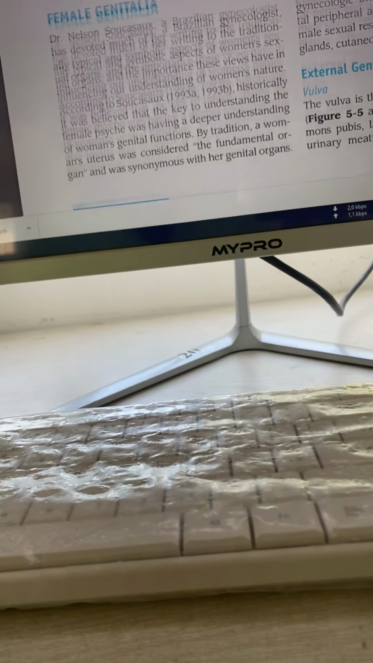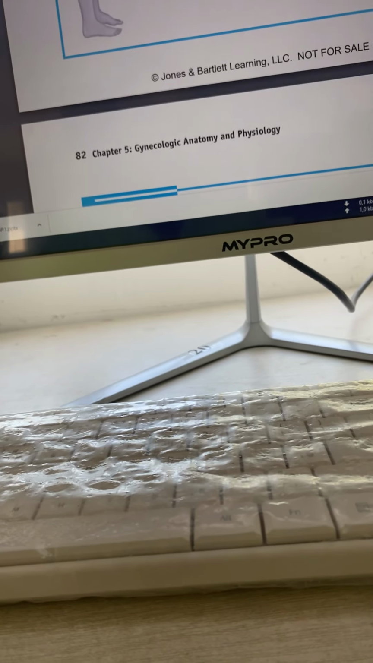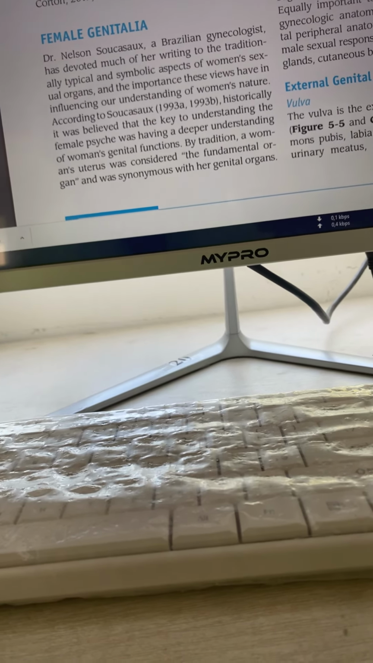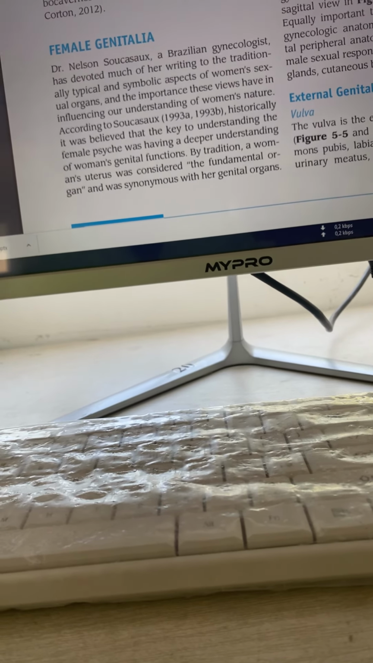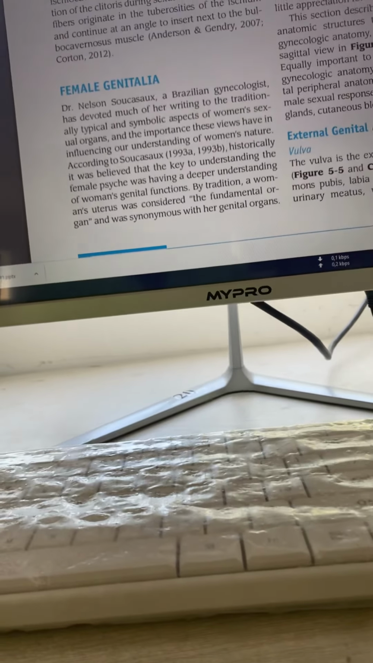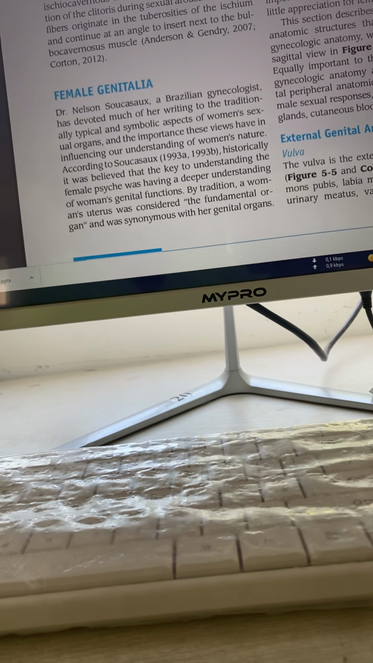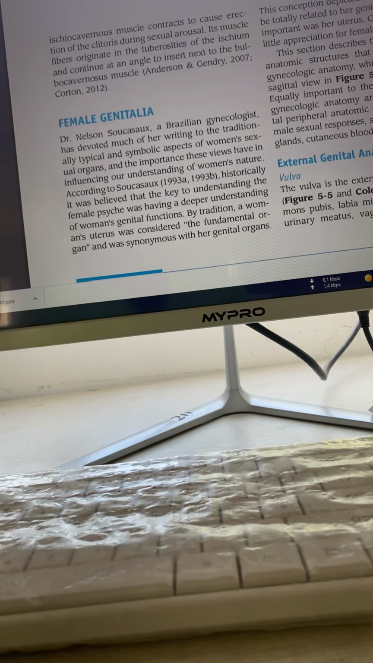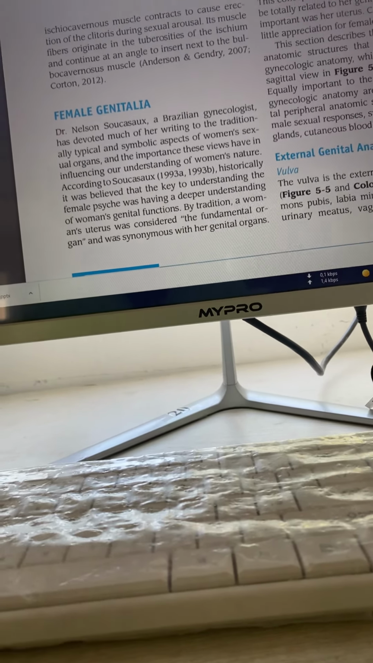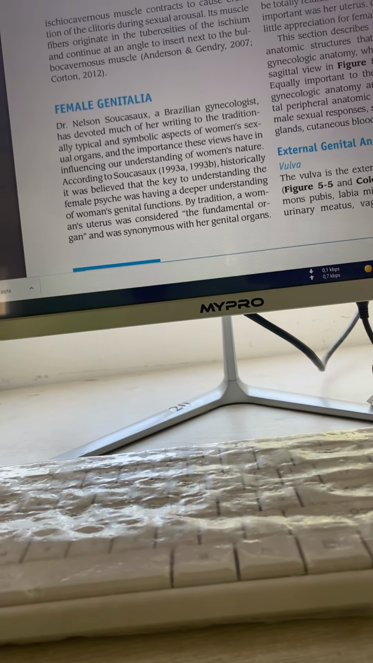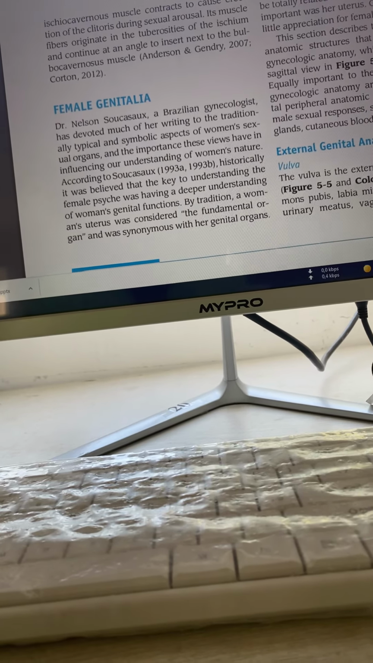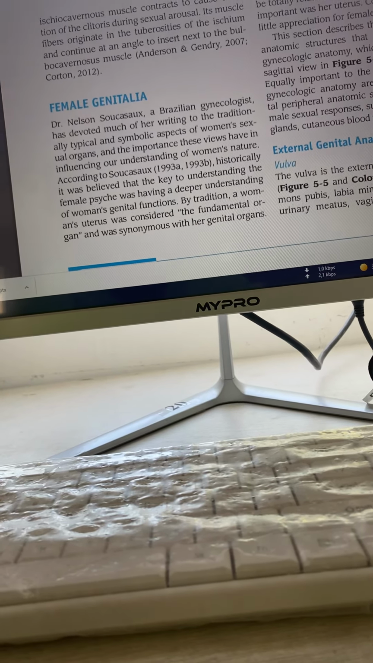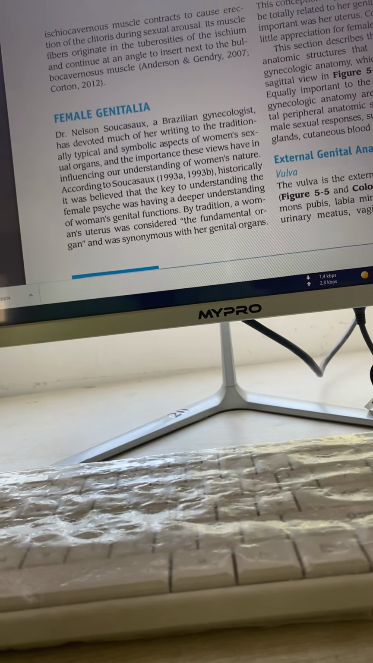Female genitalia. Dr. Nelson Soïfer Sochs, a Brazilian gynecologist, has devoted much of her writing to the traditionally typical and symbolic aspects of women's sexual organs and the importance these views have in influencing our understanding of woman's nature. According to Soïfer Sochs, 1993A, 1993B.